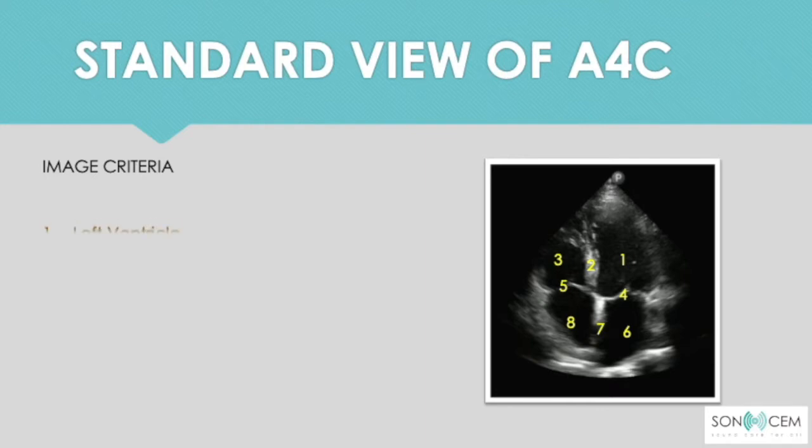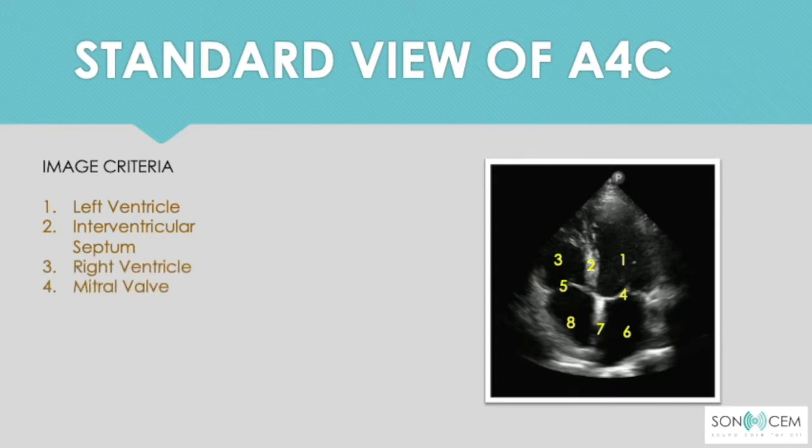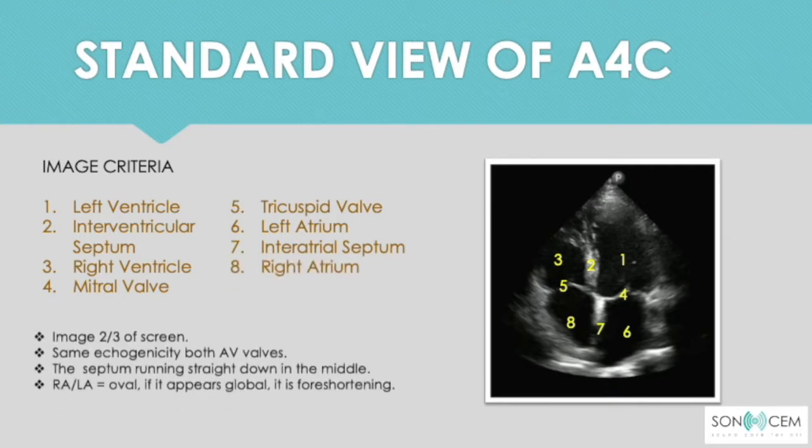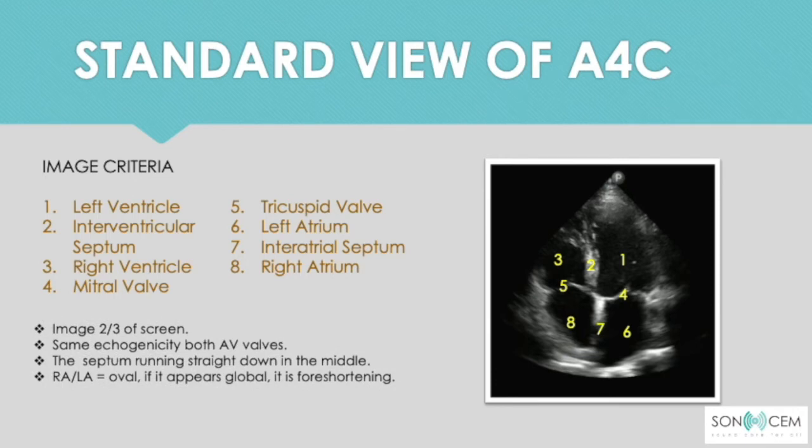You have to include first left ventricle, second interventricular septum, third right ventricle, fourth mitral valve, fifth tricuspid valve, sixth left atrium, seventh interatrial septum, eighth right atrium, and the image should be 2/3 of the screen, and you have to get same echogenicity of every valve. If you only can see one valve clearer than the other valve, means that you are slanting the probe.